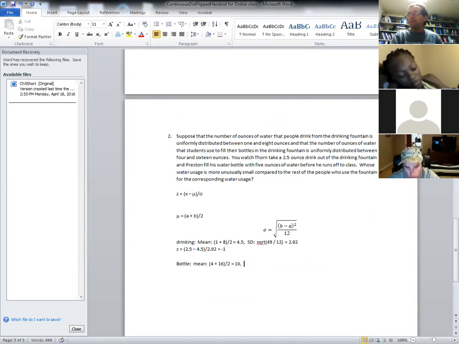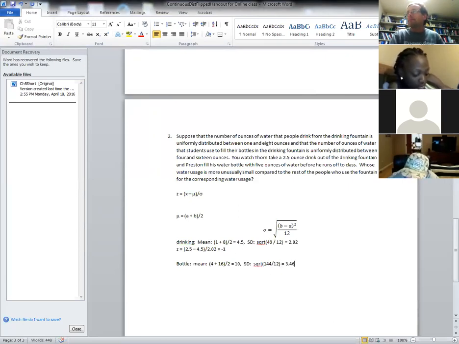The standard deviation is the square root of, so now we have, again, 4 and 16. 16 minus 4 is 12. So that's 12 squared, or 144, over 12. Any questions on that? And that is, let's put it in, 3.46 about.